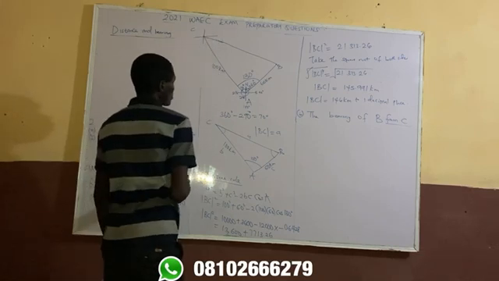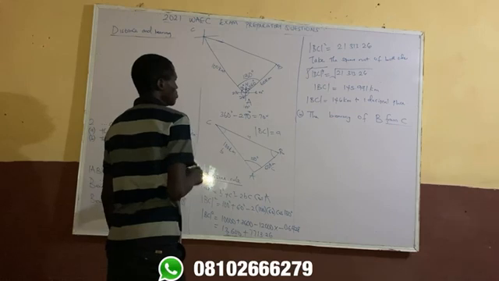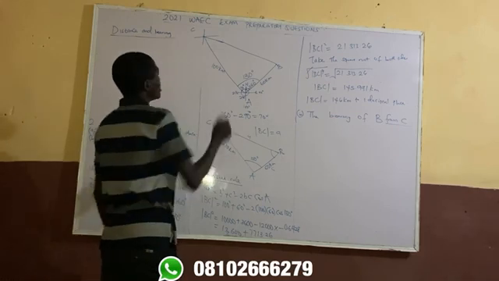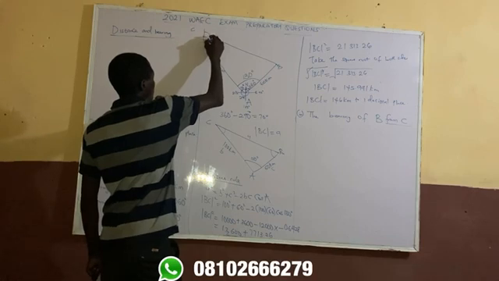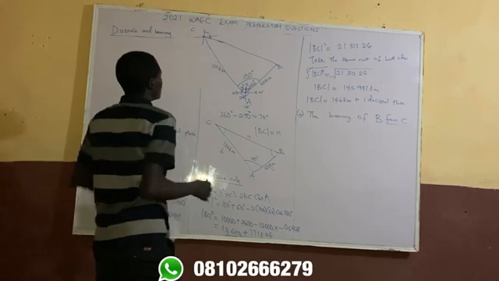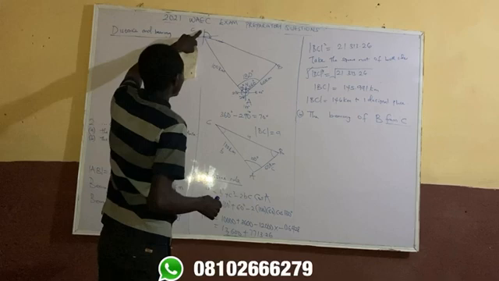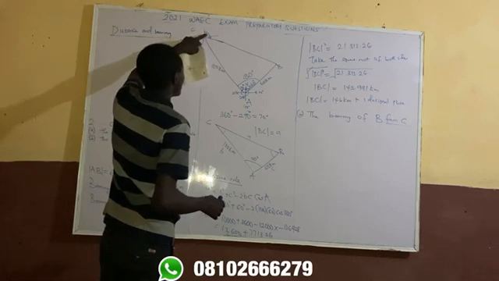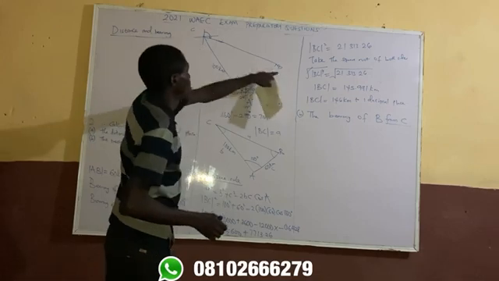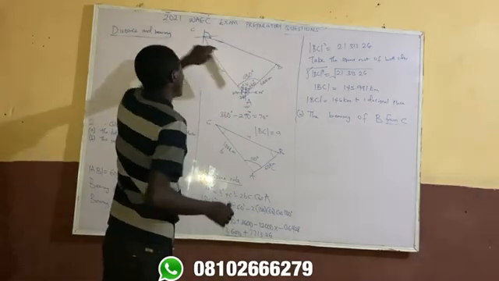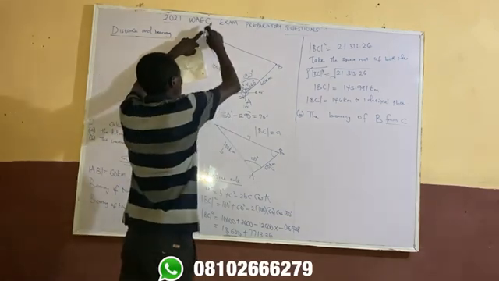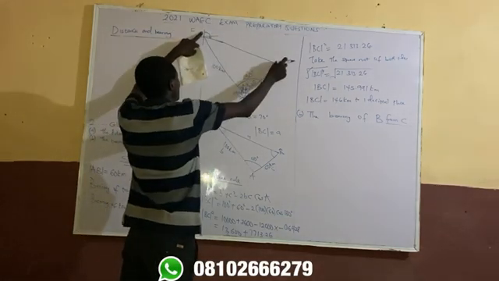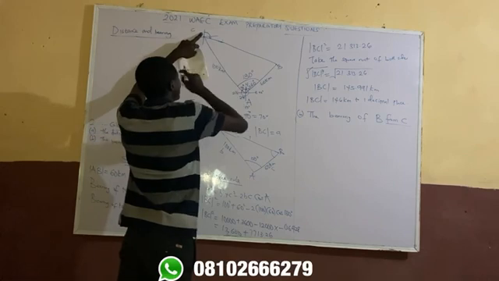Now, what does it mean by the bearing of B from C? It means that you start reading from 0 degrees at C, in the clockwise direction, to meet B. That is the line B and C, the line that connects B and C together. So this is your bearing of B from C. But how do we get this?